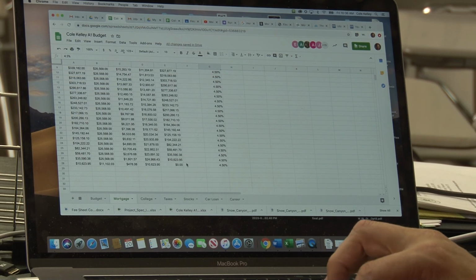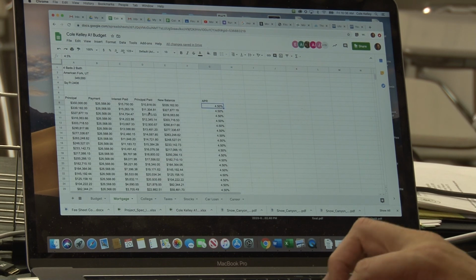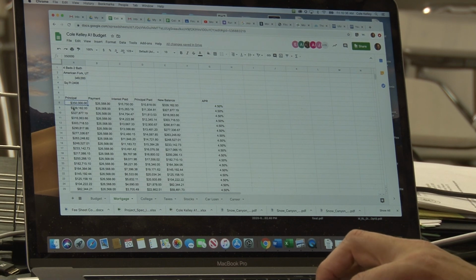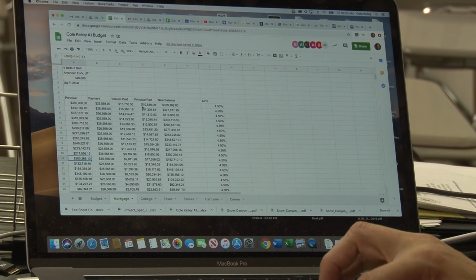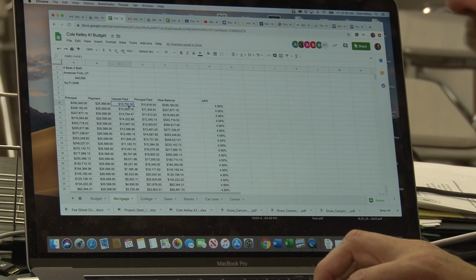So, main goal, what I want to try to do is give you an idea of how interest works on a mortgage and how much interest you end up paying on a mortgage. Even in this first year on a 20-year mortgage, we paid $10,800 on principal and $15,750 in interest.